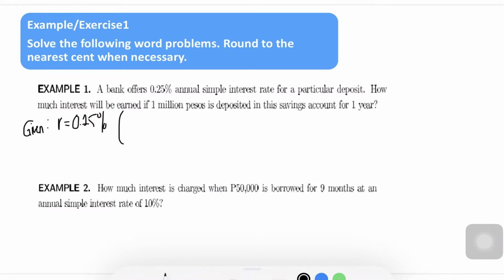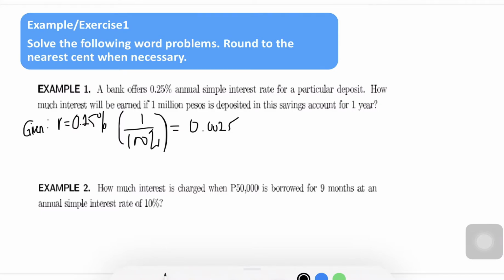So all you need to do is always multiply by what? 100%. No, wrong. Erase. 1/100%, or simply divide by 100%. 0.25 divided by 100, to be sure, is 0.0025. That is our R.